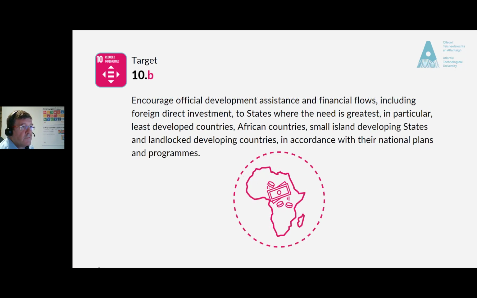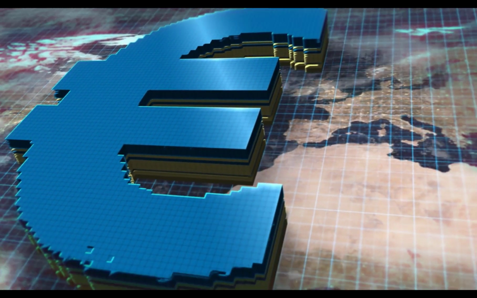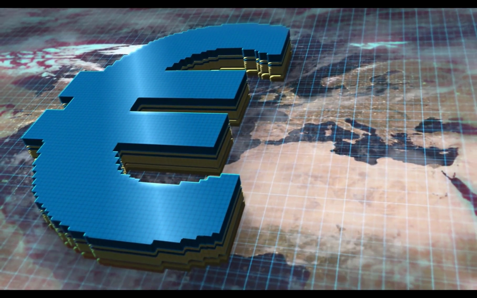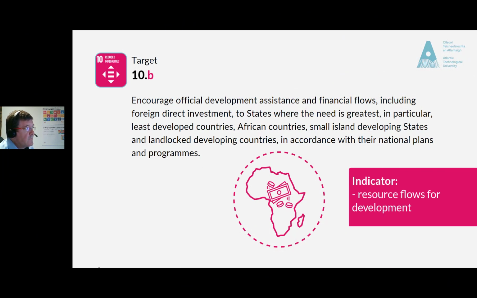Target 10.B: Encourage official development assistance and financial flows, including foreign direct investment, to states where the need is greatest, in particular least developed countries, African countries, small island developing states, and landlocked developing countries, in accordance with their national plans and programs. The indicator for this target is the total resource flow for development by recipient and donor countries by type. And if you think, as per the previous goal, how can we achieve global change if we do not recognize the current inequality and put measures in place to rectify this? These are all issues that I think are probably very relevant for all of us.